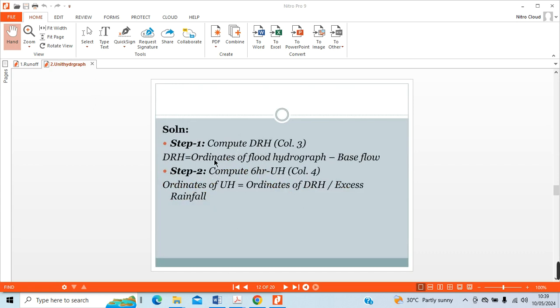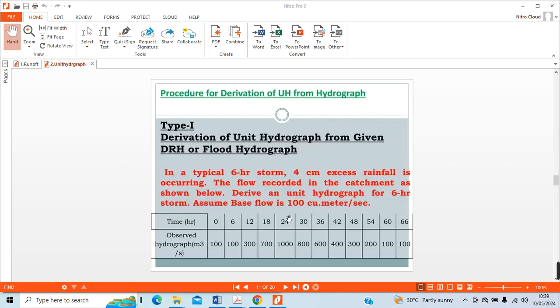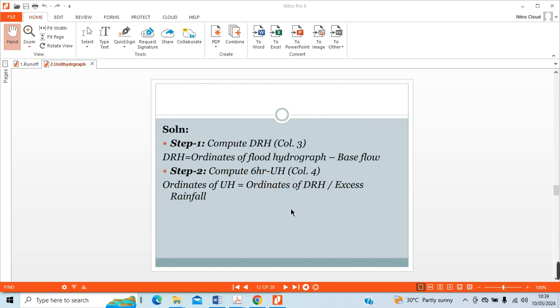Compute DRH means ordinate of flood hydrograph minus base flow. So they given here 100. So you have to deduct. So that's the column 3. Compute the 6-hour unit hydrograph. How to calculate the ordinates of the unit hydrograph: ordinates of DRH divided by excess rainfall.